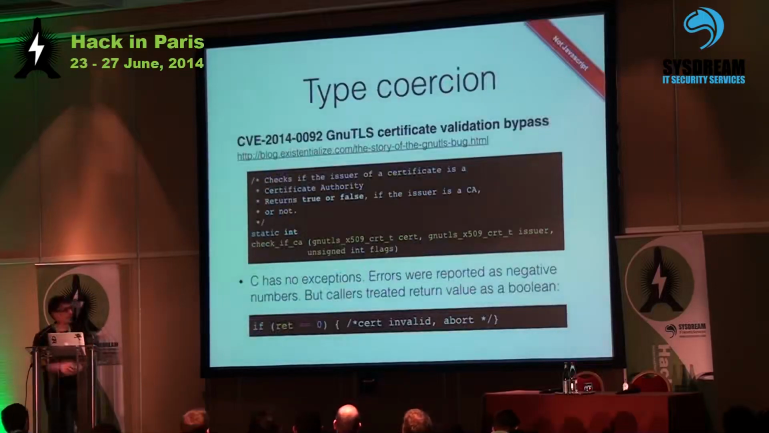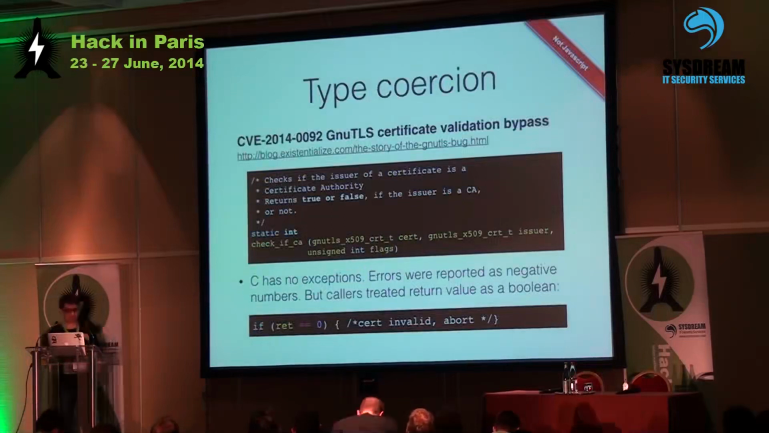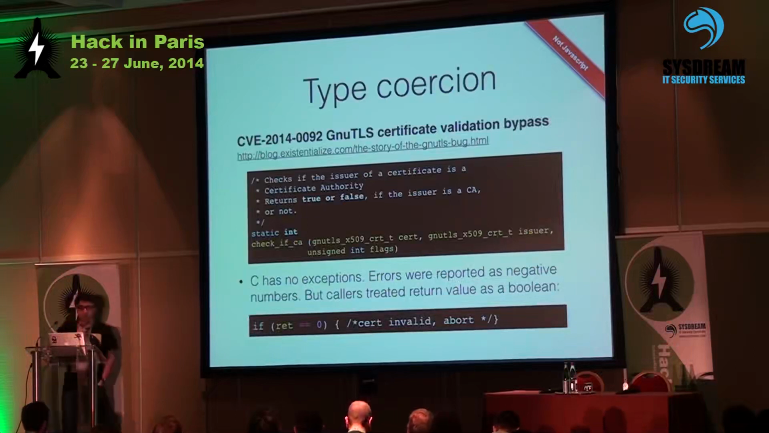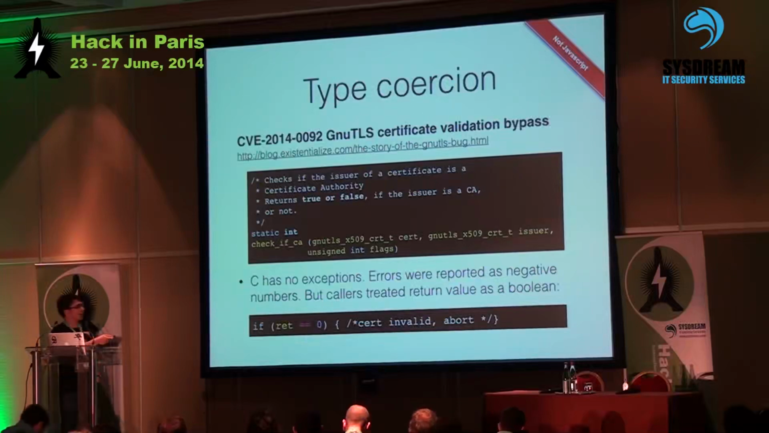But again, this is not something unique to JavaScript. This is a vulnerability from this year, in GnuTLS, and it allows bypassing certificate validation. What happens? There's a checkIfCA function, which is called whenever you need to validate whether the certificate was issued by a trusted issuer. It obviously returns true or false, though actually it returns an integer. And in C you don't have exceptions, so usually when you have an error signal, you return a negative value. Because of that, whenever the attacker was able to trigger an error condition in this function, and it is pretty easy, you send an invalid certificate in a certain way.